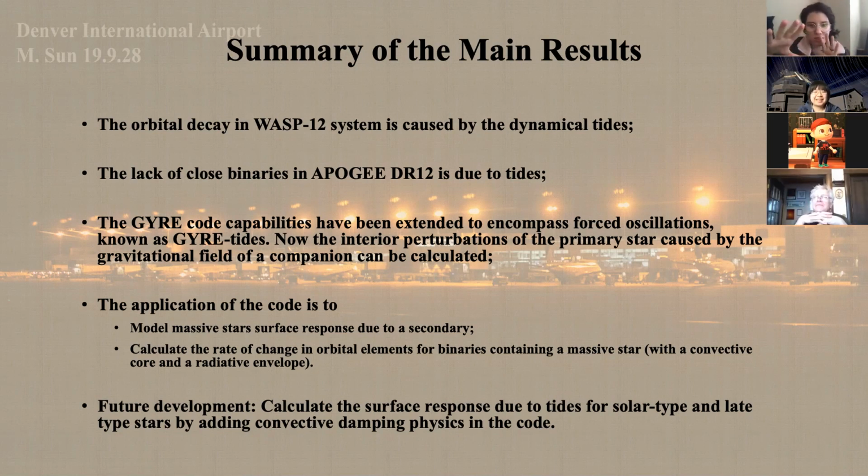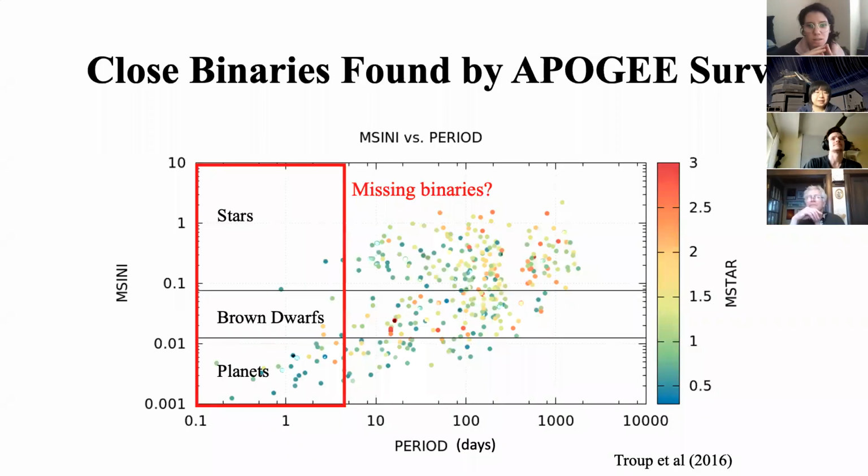So in the APOGEE data, we're missing these close binaries, and your suggestion is that the tides cause the binaries to just spiral in? Is there a time scale for that? Like for your average one solar mass star, how quickly are they going to spiral in?